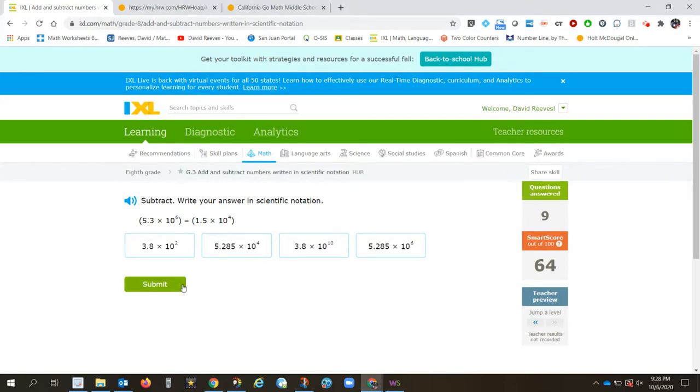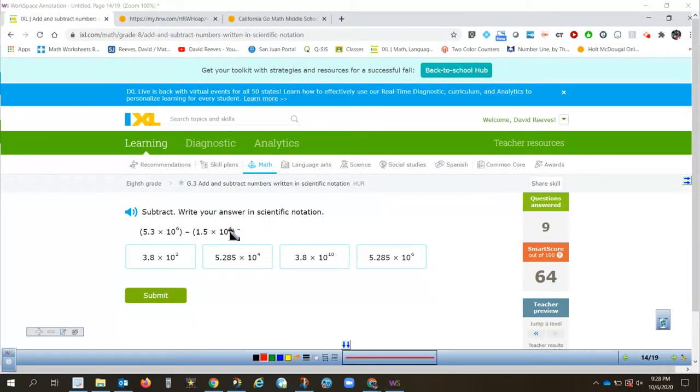Here we go. Once again, the powers of 10 are not the same. My recommendation, take the smaller one and make it bigger. So I have 10 to the fourth, right? But what do I want? What do I want, boys and girls? I want 10 to the sixth. So what do I need here? I need 10 to the second power, right? 10 to the second times 10 to the fourth is 10 to the sixth.